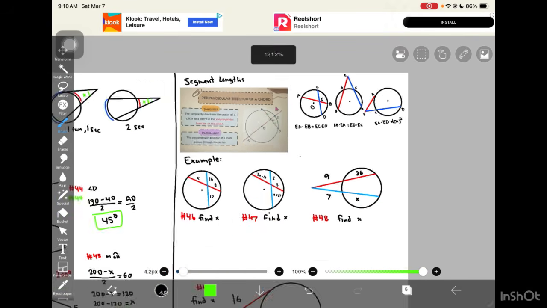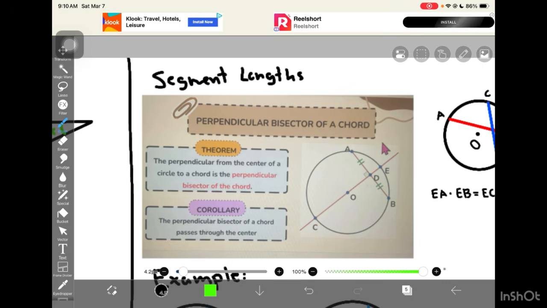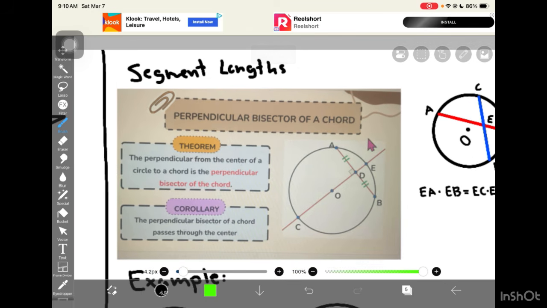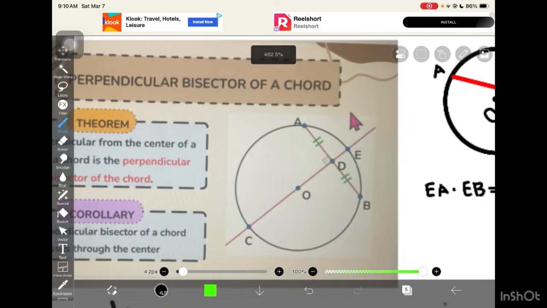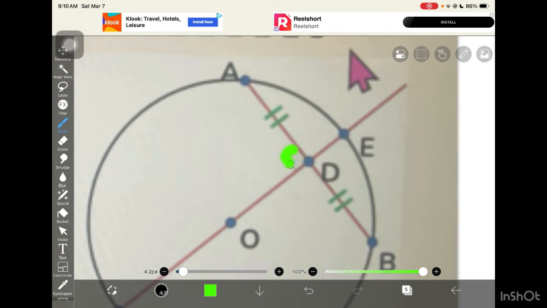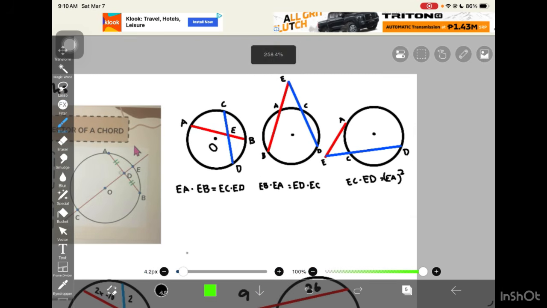Next, segment lengths. This one is the perpendicular bisector of a chord. I didn't even see it on the test, and I don't see it physically being on the test, but I just put it here for reference purposes. So basically, we have a perpendicular bisector, as you can see there. So therefore, this one and this one are congruent. Anyway, for segment lengths, we have 3 theorems.